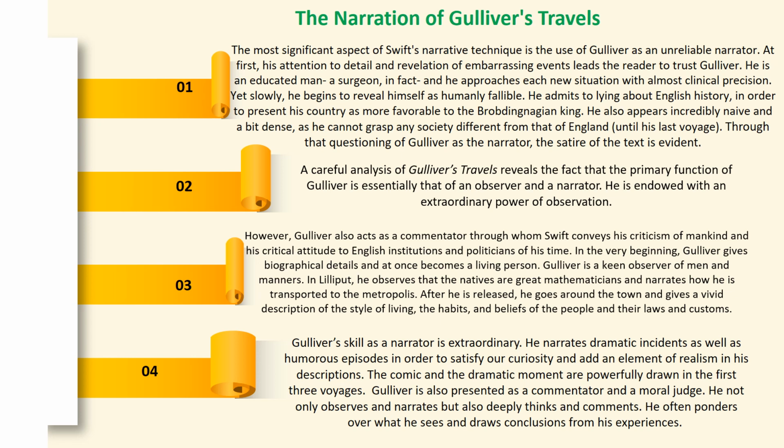He admits to lying about English history in order to present his country as more favorable to the Brobdingnagian king. He also appears naive and a bit dense, as he cannot grasp any society different from that of England. At the same time, through that questioning of Gulliver as the narrator, the satire of the text is evident.